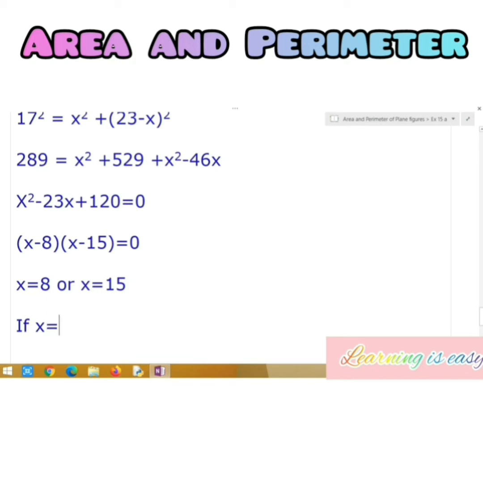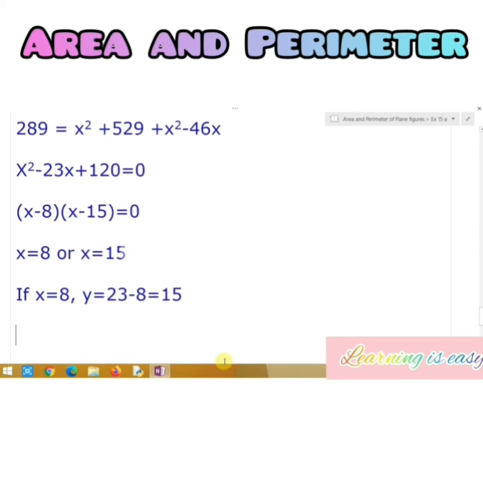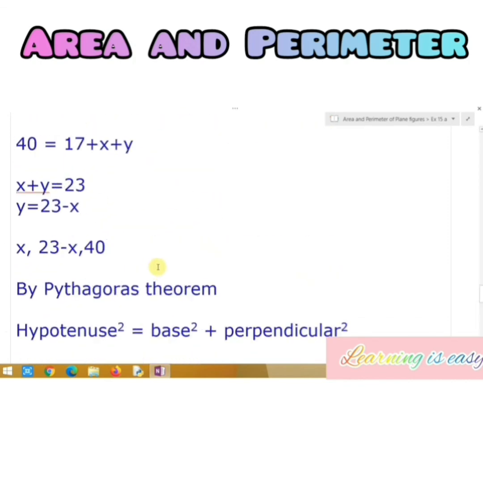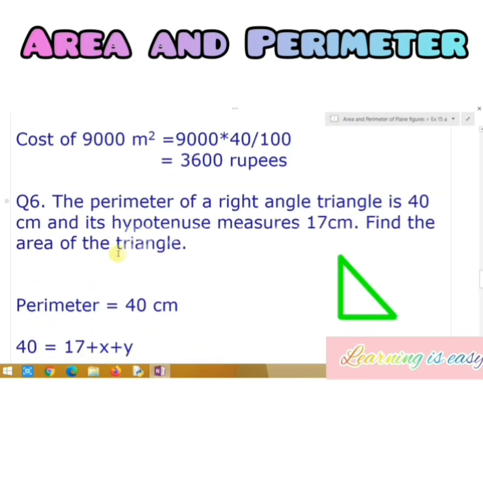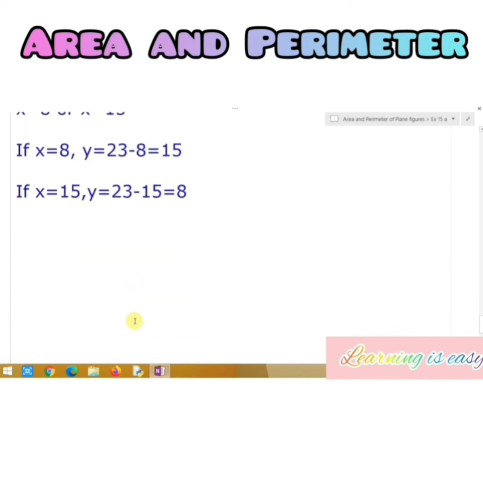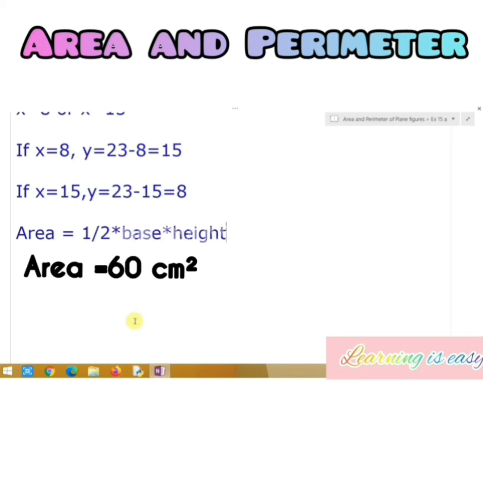If x equal to 8, y is going to be 23 minus x, which is going to be 15. If x is 15, y is going to be 23 minus 15. That's vice versa. So now we can find the area of the triangle, which is going to be half into base into height, half into 8 into 15. So that's going to be 60 centimeters square.